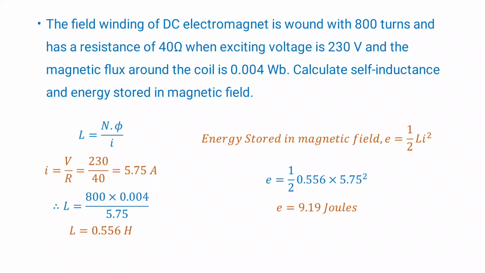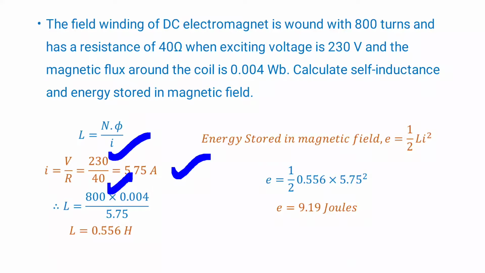We know the formula for self-inductance: we derived it as N into d phi by di, but in common we can write L is equal to N into phi by I. So we need N, phi and current. In the question, the number of turns is 800 and the flux is 0.04, but the current value is not mentioned. So we have to find the current and then substitute to find L. According to Ohm's law, I is equal to V by R. V is the voltage and R is 40 ohms, so I is 5.75 amps.